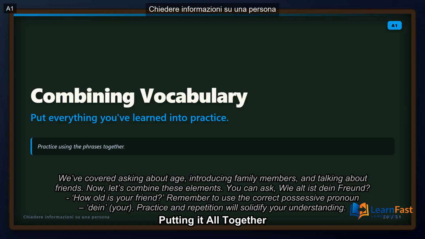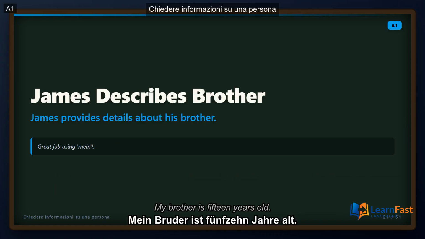We've covered asking about age, introducing family members, and talking about friends. Now, let's combine these elements. You can ask, Wie alt ist dein Freund? how old is your friend? Remember to use the correct possessive pronoun, dein, your. Practice and repetition will solidify your understanding. Mein Bruder ist 15 Jahre alt.